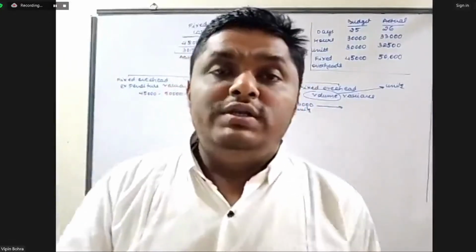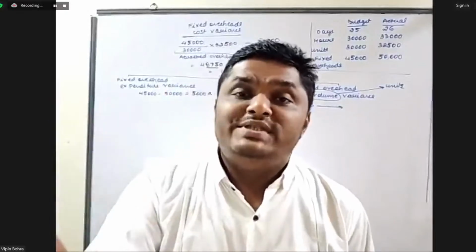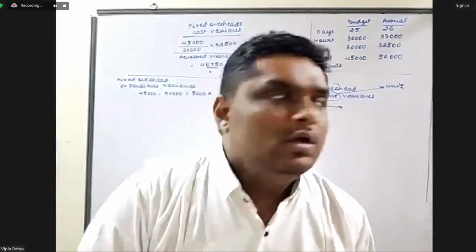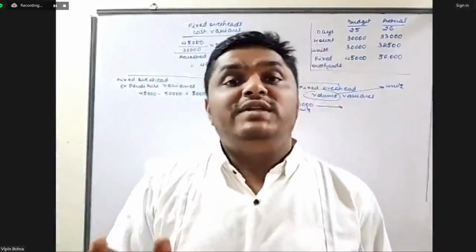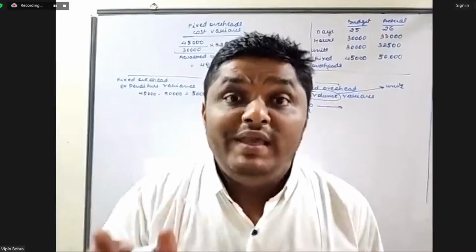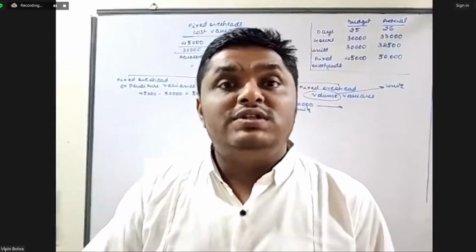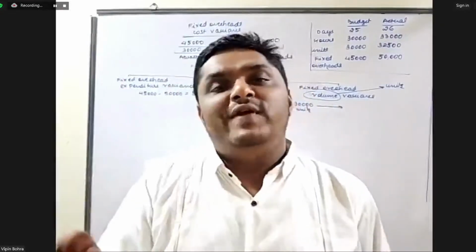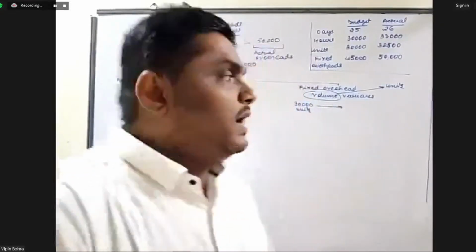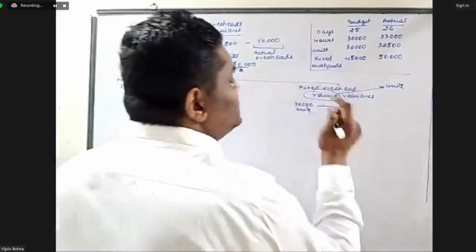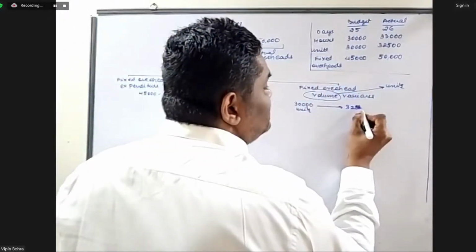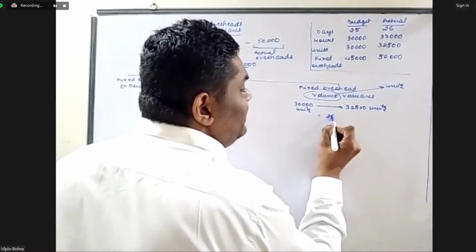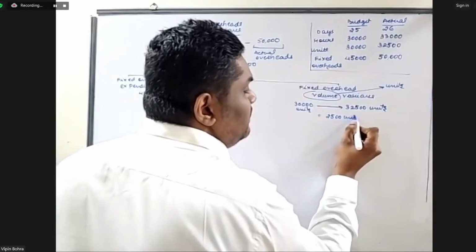Guys, again, don't see the calculation. Listen to what I am saying. Then only you will be able to decide whether the variance is favorable or adverse. So herein, we were supposed to manufacture only 30,000 units, but we actually manufactured 32,500 units. That is 2,500 units extra we manufactured. So we can call it favorable for the company.